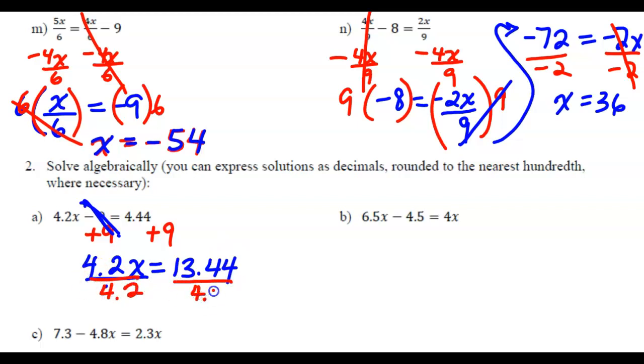Divide by 4.2. And that's where you want to maybe get your calculator out. 13.44. Well, I could guesstimate that it's 3 point something. Yeah, it's 3.2. So use your calculator for that. No rounding needed because it's exactly 3.2. It's a terminating decimal.